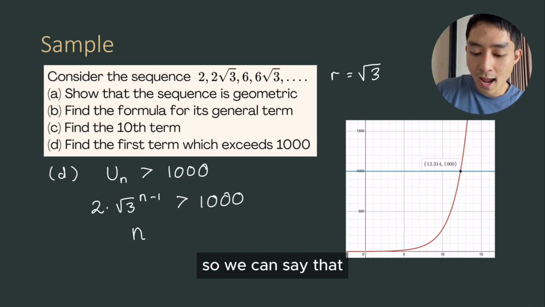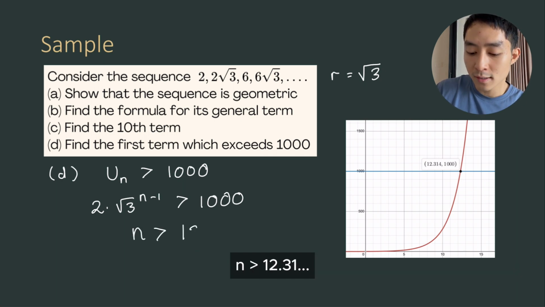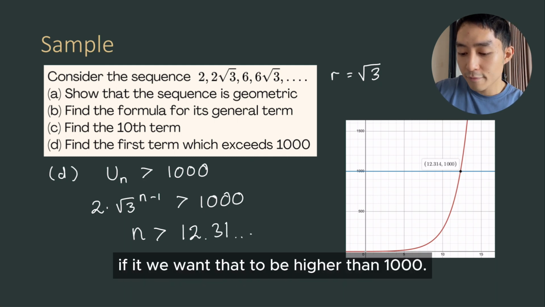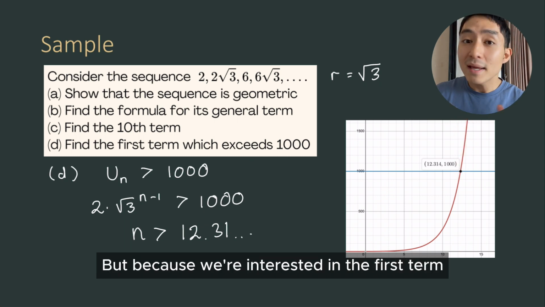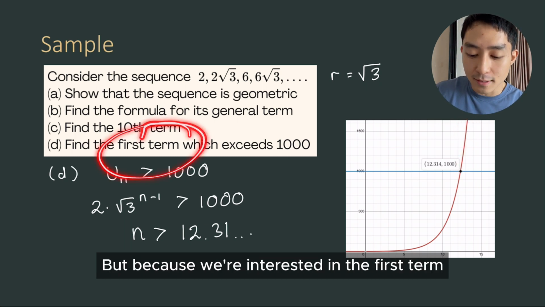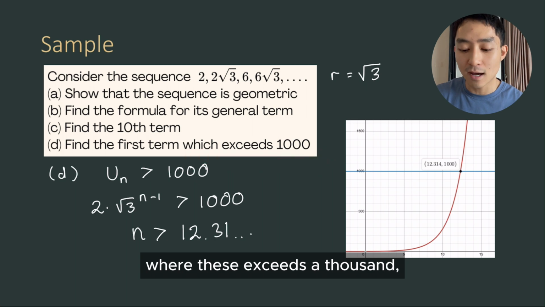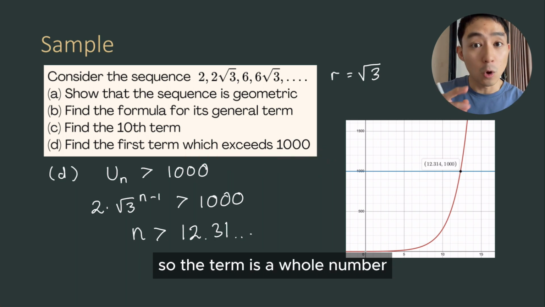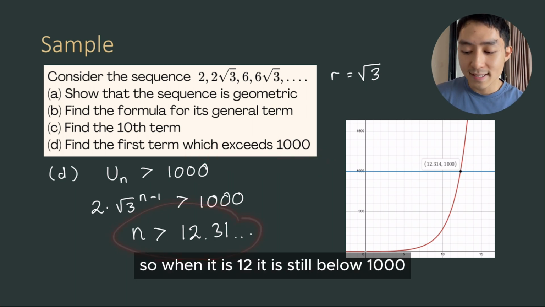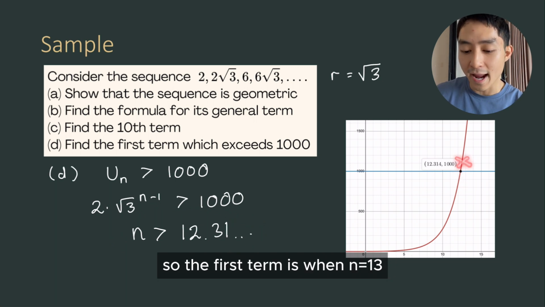So we can say that n must be larger than 12.31... if we want that to be higher than 1000. But because we're interested in the first term where this exceeds 1000, right? So the term is a whole number. So when it is 12, it is still below 1000. So the first term is when n is 13.